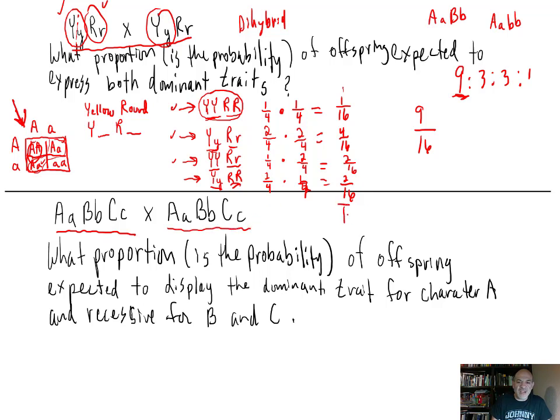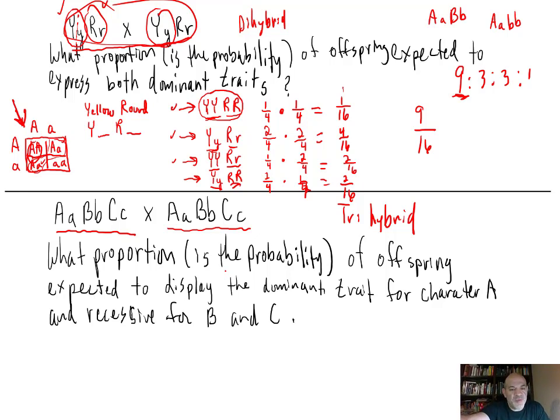This is a trihybrid cross. Well, we can apply the rules of probability here, just like we did for this dihybrid cross. We can do the same thing for the monohybrid cross, and just pay careful attention to what this question is asking. I asked a somewhat simple question from this. So here it says, what proportion of the offspring, if you have this mating that occurs here between the 2 trihybrids, is expected to display the dominant trait for character A, but recessive for B and C?